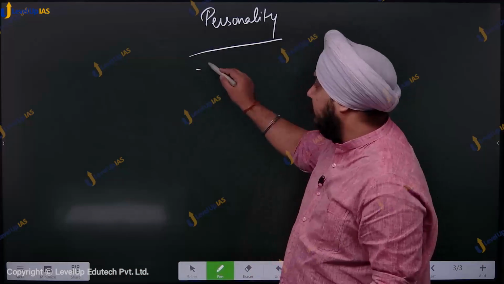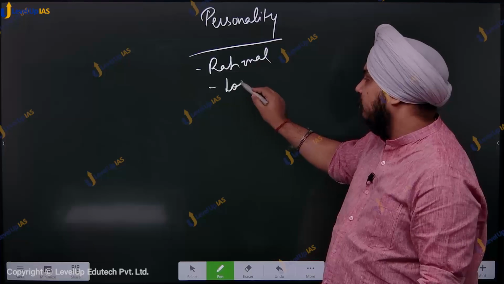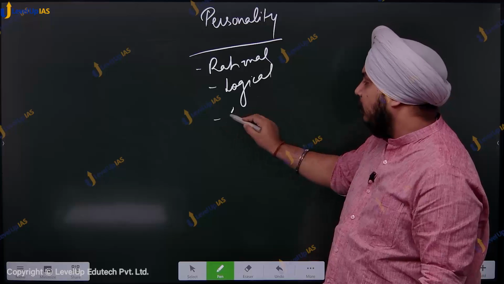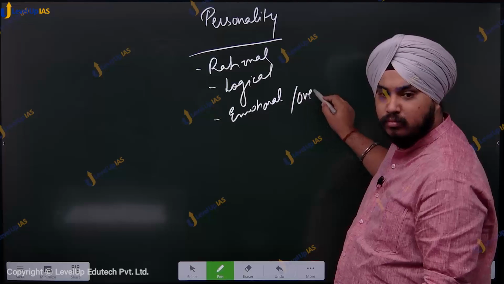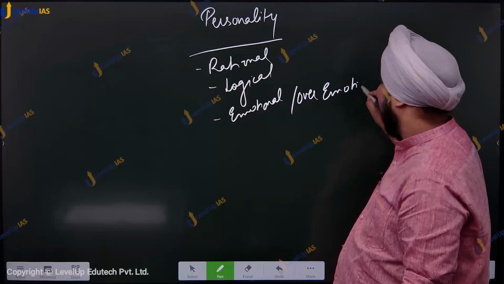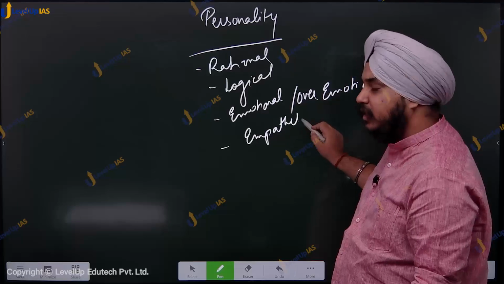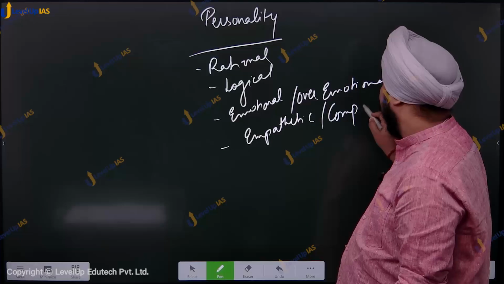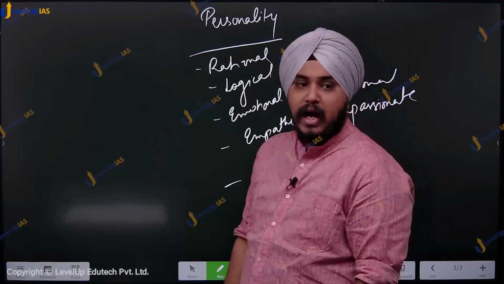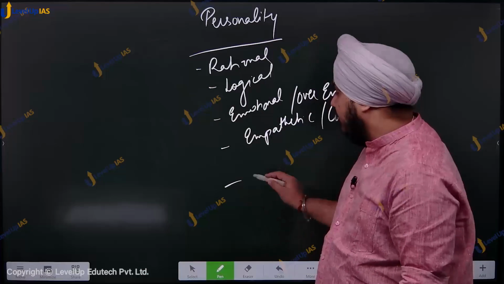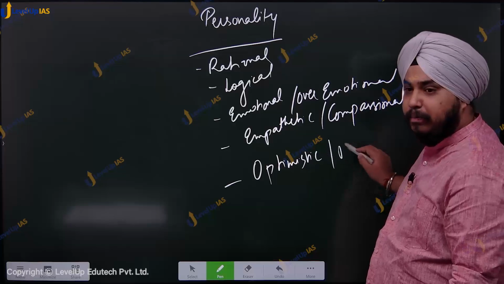Are you rational? Are you logical? Are you emotional or over emotional? Are you empathetic or compassionate? Or are you positive, optimistic as a person, or a pessimistic one?